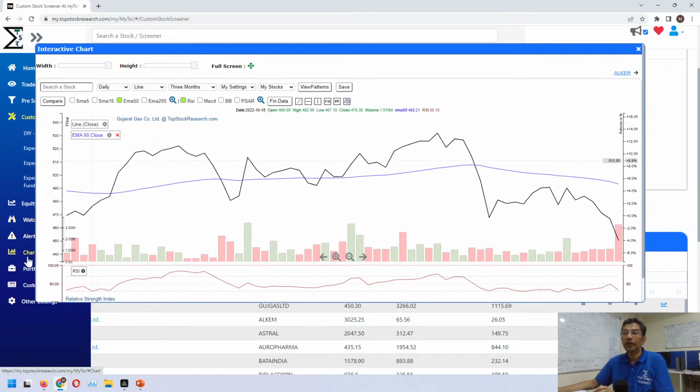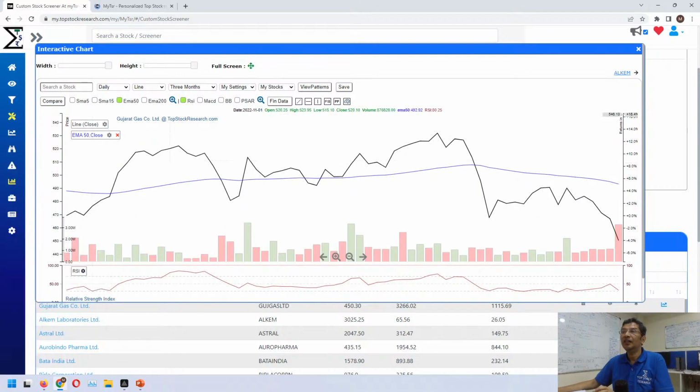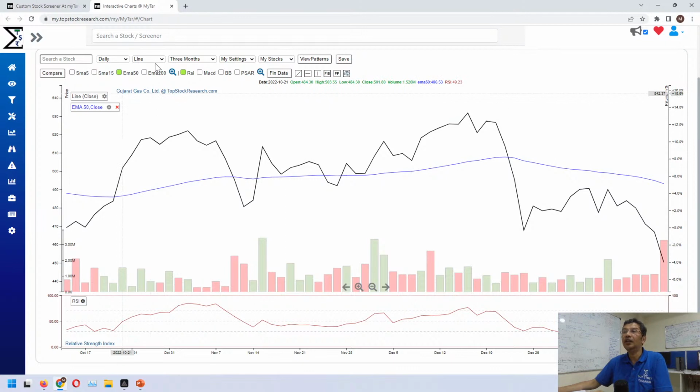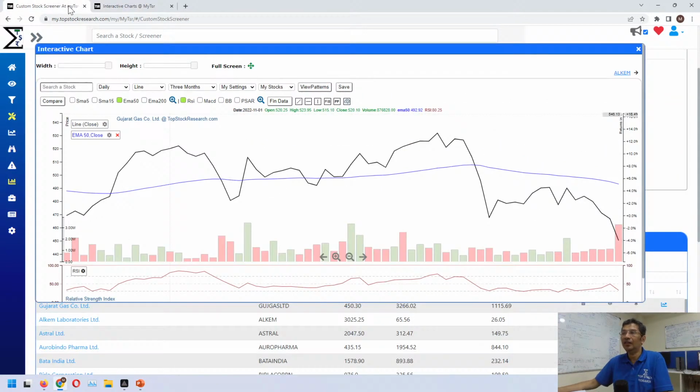So what you can do is you open another chart, right? By default, it will open with Gujarat Gas only on the daily tick with all the indicators that we have selected. You just add weekly or anything, right? And this is how you can compare, though not the most elegant way of doing it, but it is possible, right? So you can mix and match different indicators.